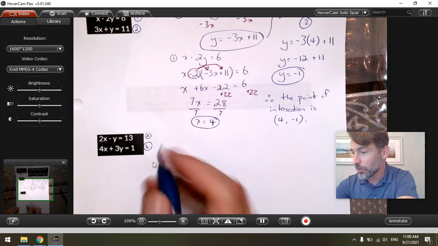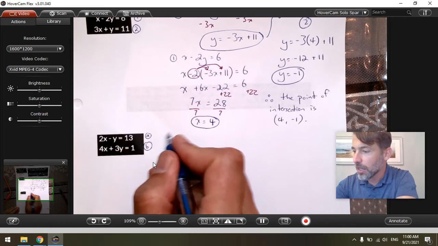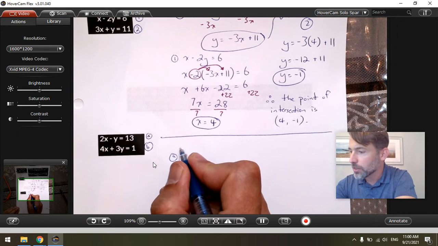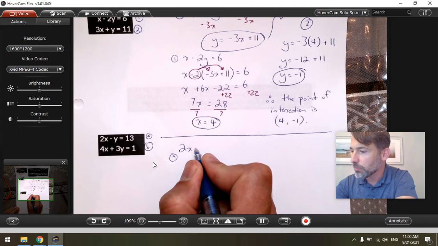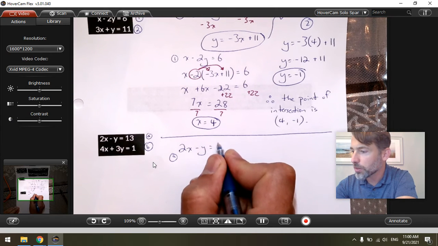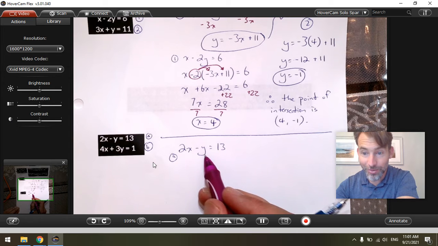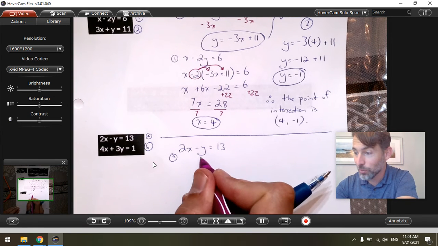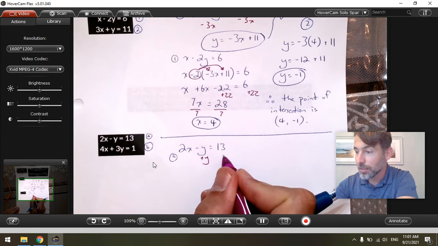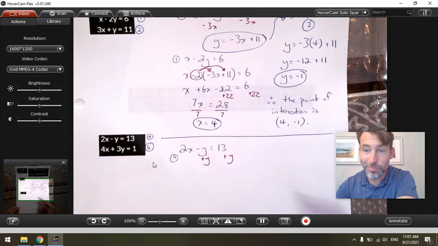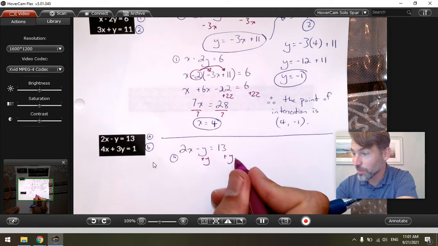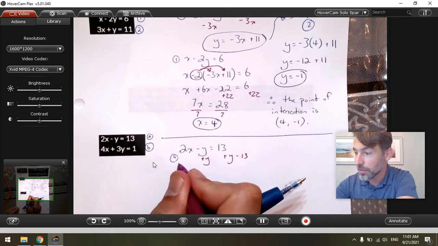All right, so I'm going to take equation A and rewrite it. 2x minus y equals 13. Now, I want y alone, and I would like it to be positive. So I'm going to add y to both sides. Now I got y over there. Problem is it's got a 13 with it. Let's subtract 13 from both sides.